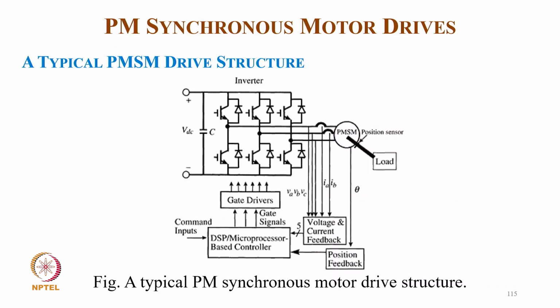Coming to a typical PMSM drive structure, we have a three-phase inverter feeding the PMSM, which is coupled to the load. We sense the position and give it to the DSP for control, and of course we sense the voltage and current of the motor and form the command input. By calculating the algorithm, we give gate signals to the gate driver for the inverter circuit.